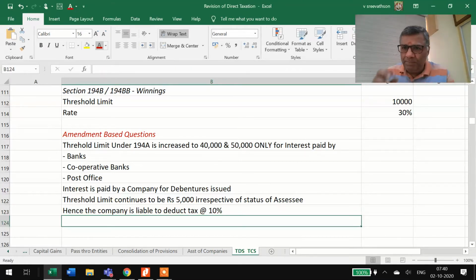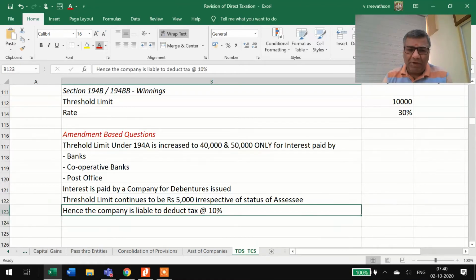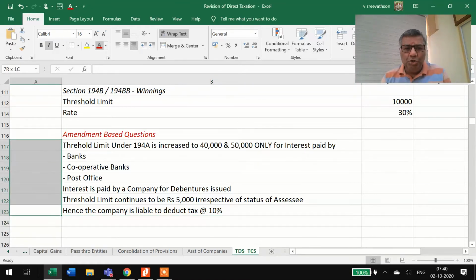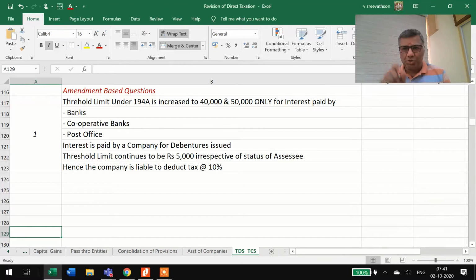Now leave all this aside. In the audit, if an unsecured loan is obtained from a person, you will not see the 40,000 or 50,000 limit. You will see only 5,000 as the limit, and you need to deduct tax at source even though the receiver is a senior citizen. So this can be a twist. If I am the examiner, I will ask this in the MCQ.